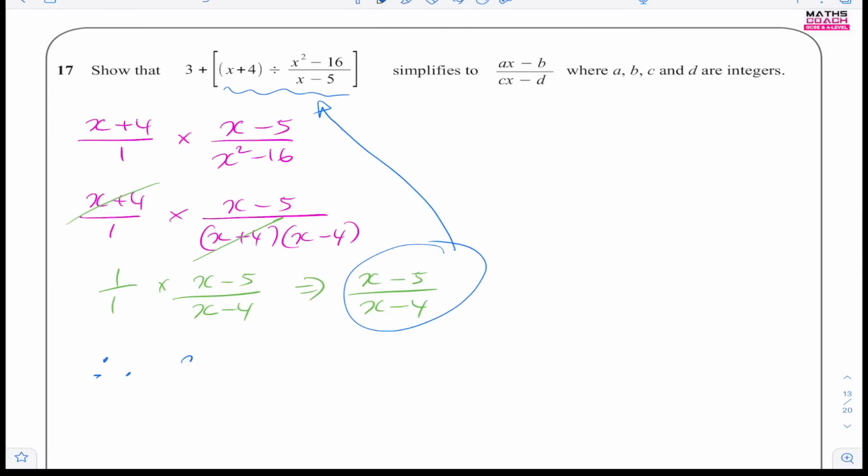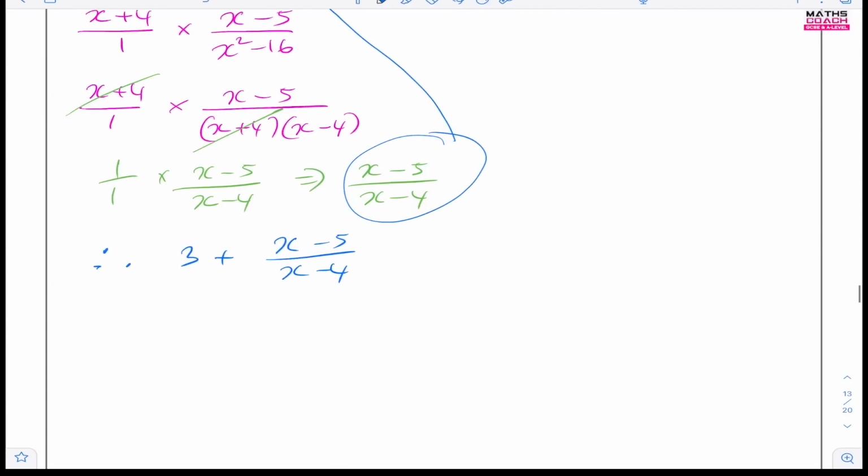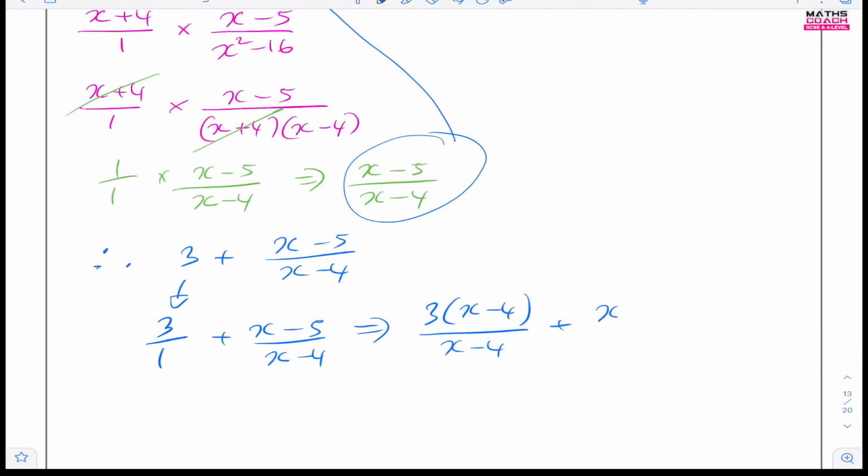So therefore 3 plus x minus 5 over x minus 4, and we will make first of all that 3 into a fraction by doing over 1 plus x minus 5 over x minus 4. We want to have the same denominators, so what do we do? We multiply the 3 over 1 with this one's denominator, giving us 3 bracket x minus 4 over x minus 4 plus x minus 5 over x minus 4.